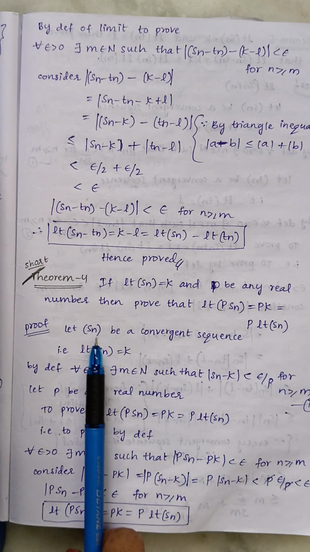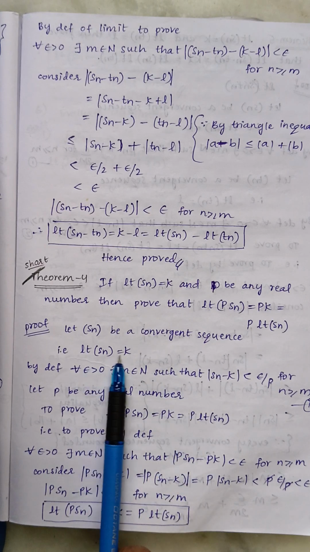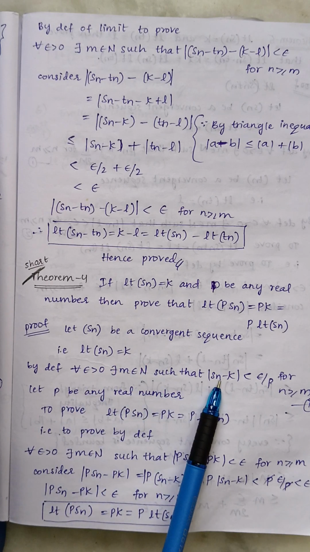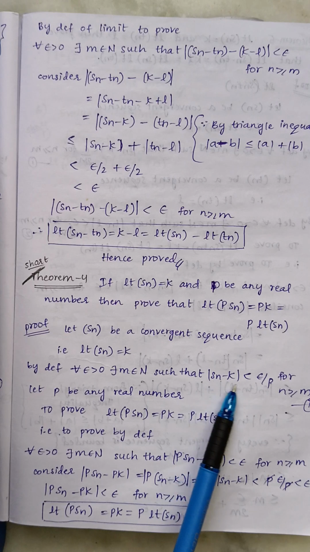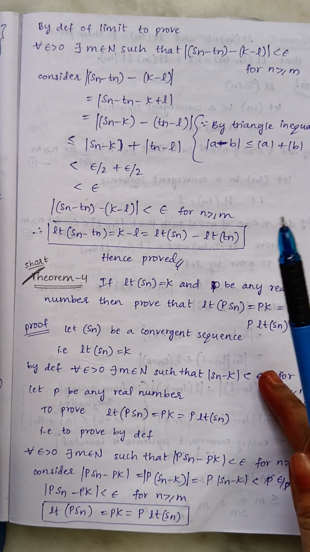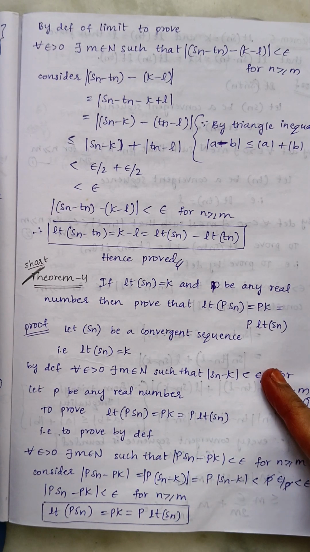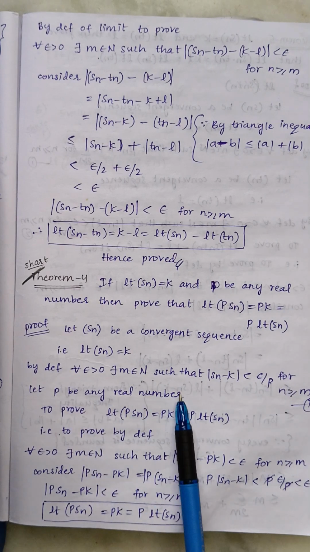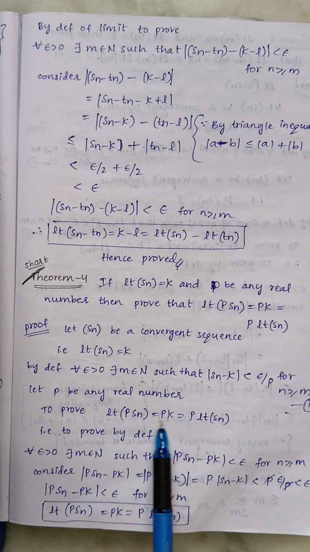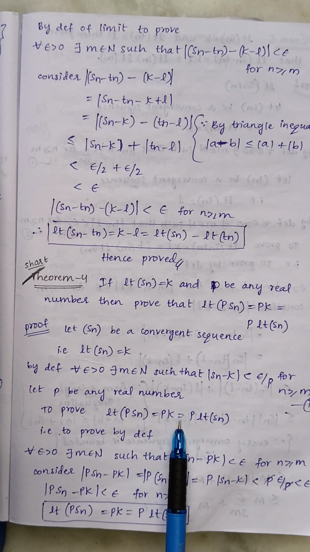For that, obviously Sn is a convergent sequence, so the limit value is k. That means by definition we can write modulus of Sn minus k less than epsilon. For our convenience we are taking it divided by p. Later we will discuss this one. So p is any real number, which means to prove this part, p into limit of Sn.